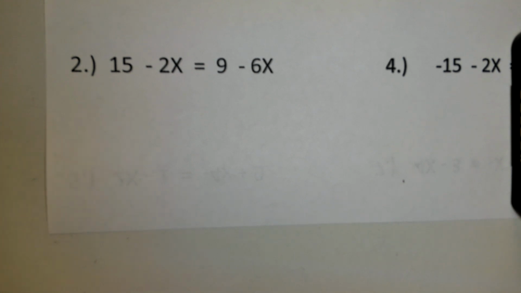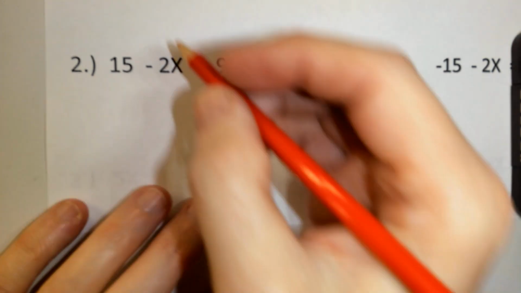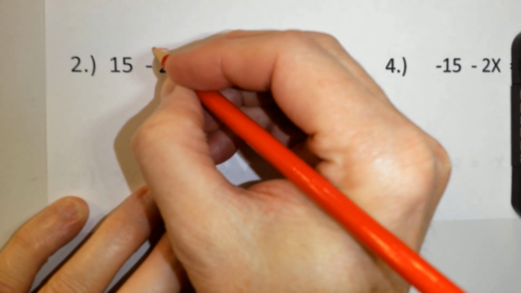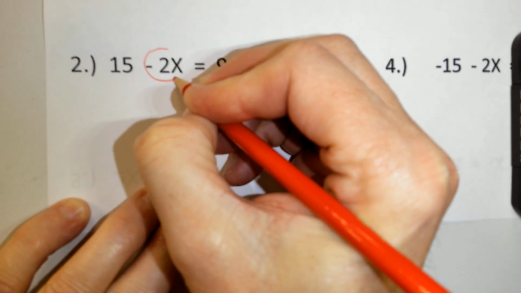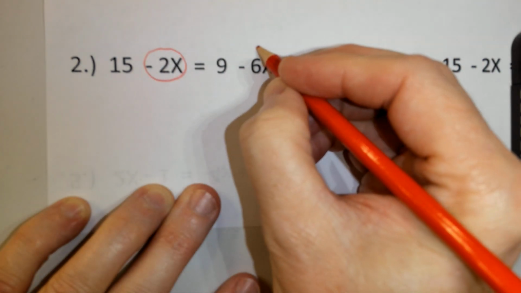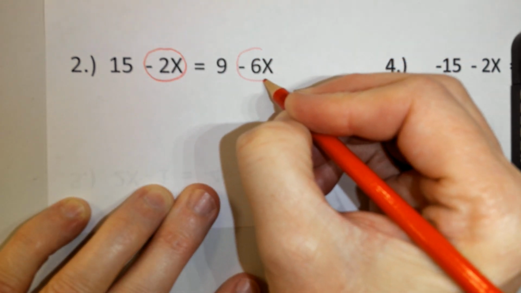All right, guys, so we're solving equations. Once again, I'm going to use colors to differentiate one step from the next. You don't have to. First thing we're going to do is circle the terms with the variables in them and the sign that goes with them.